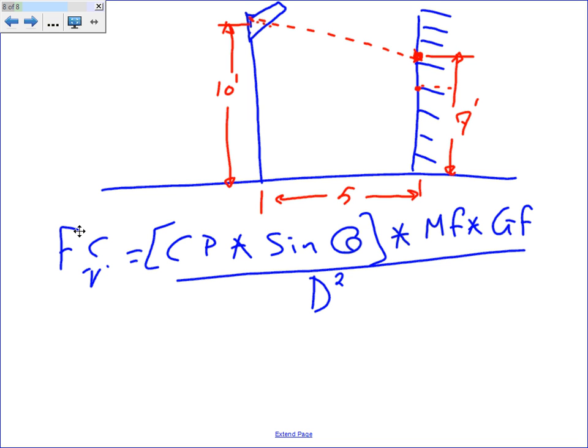Just an example. The most important thing is the CP and the sine Q divided by D, and then you add a couple of multipliers. I like to put them between brackets, maintenance factor and guard factor.